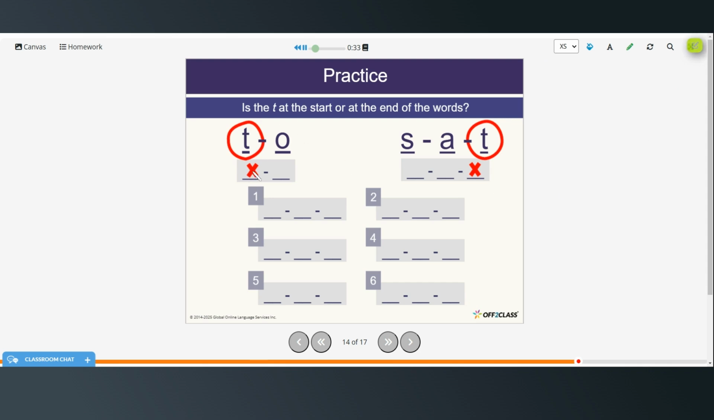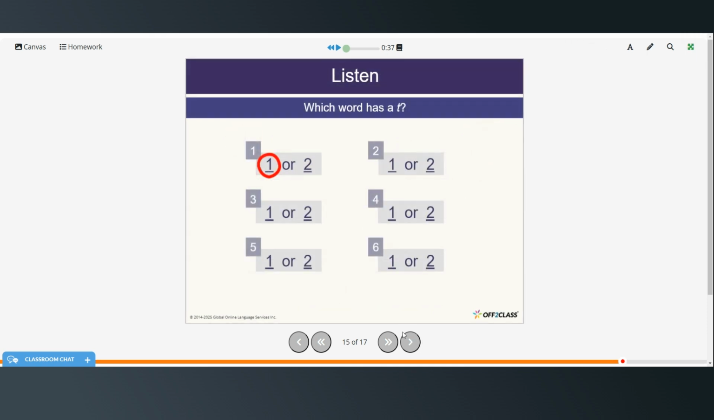Two, sat, tell, cat, time, let, talk, tall. Right, again, we're going to be listening for the T in either word 1 or word 2.